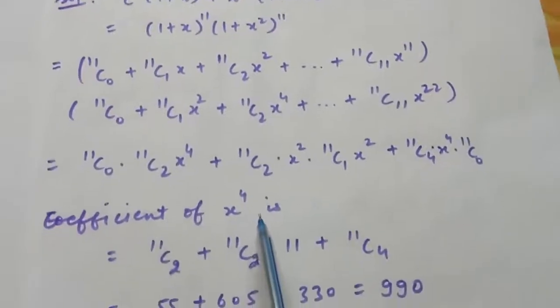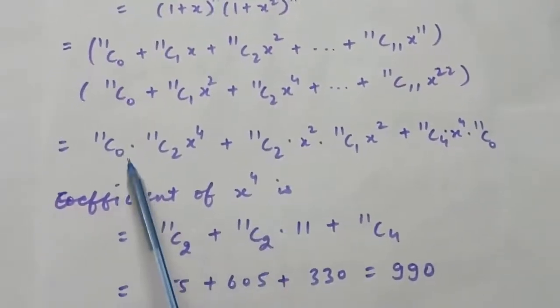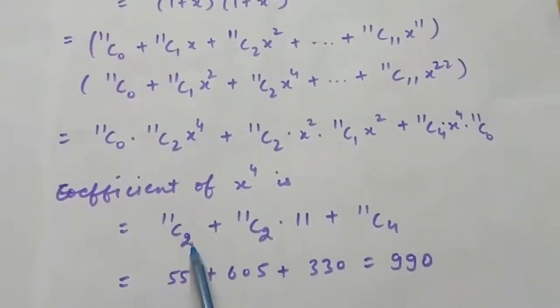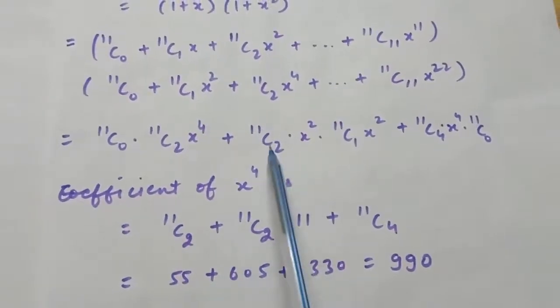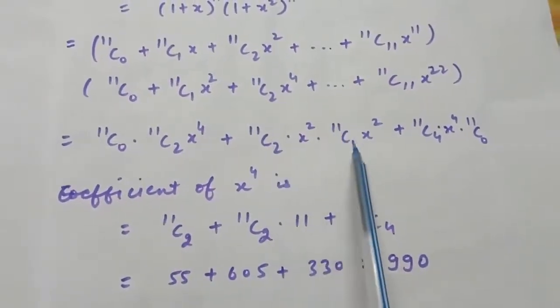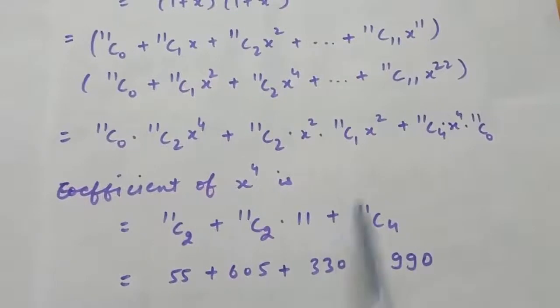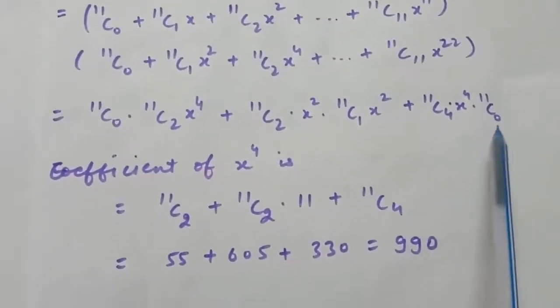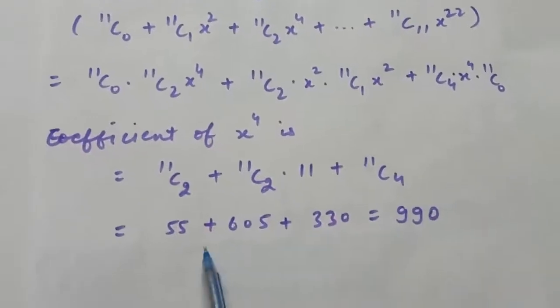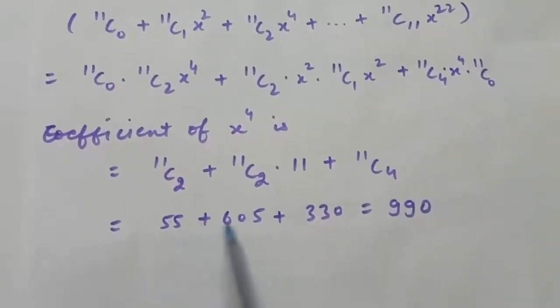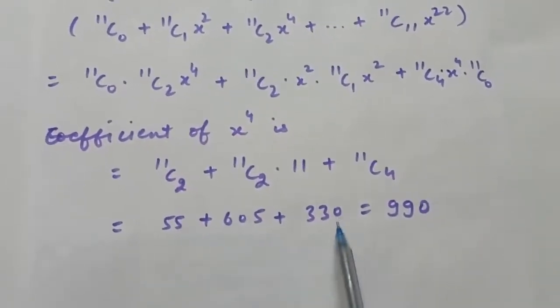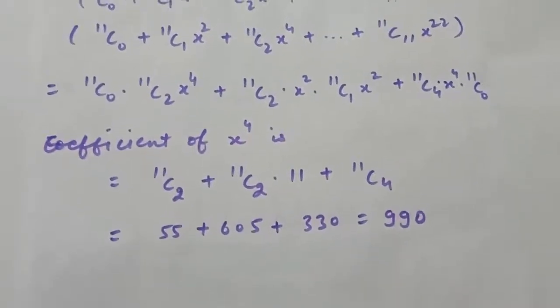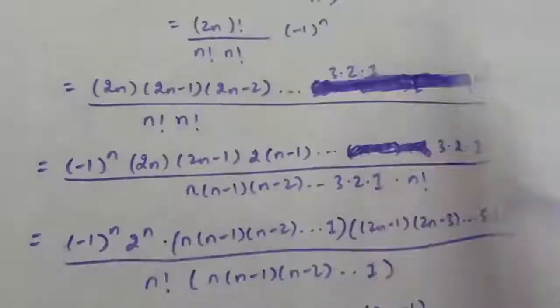So the coefficient will be, 11c0 is 1, so just writing 11c2 plus 11c2 into 11c1, which is 11, plus 11c4 into 11c0, which is 1. Now this will be equal to 55 plus 605 plus 330, which is equal to 990.